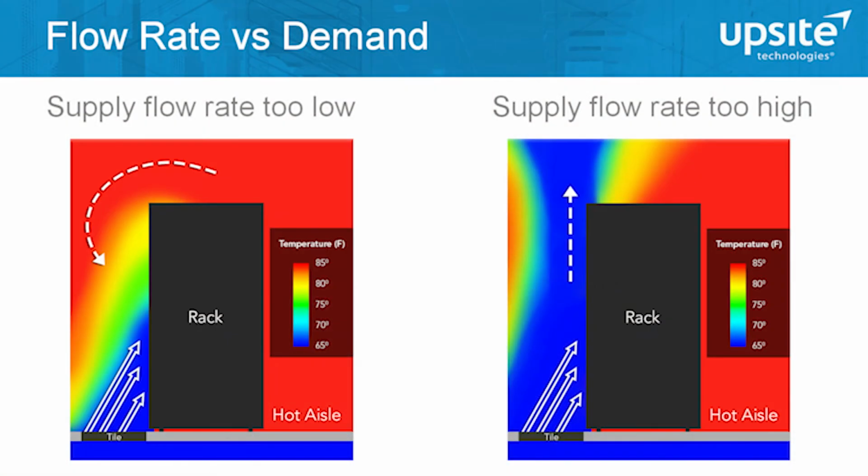So we see in this diagram, there's not enough conditioned air coming out of the supply tile. So the equipment in the bottom half of the cabinet or row sucks up all that conditioned air, and then hot air flows over the tops of the cabinets or around the ends of the aisle to make up the difference for what the IT equipment needs.